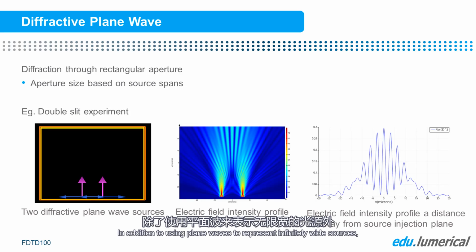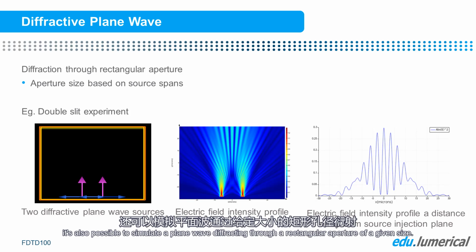In addition to using plane waves to represent infinitely wide sources, it's also possible to simulate a plane wave diffracting through a rectangular aperture of a given size.